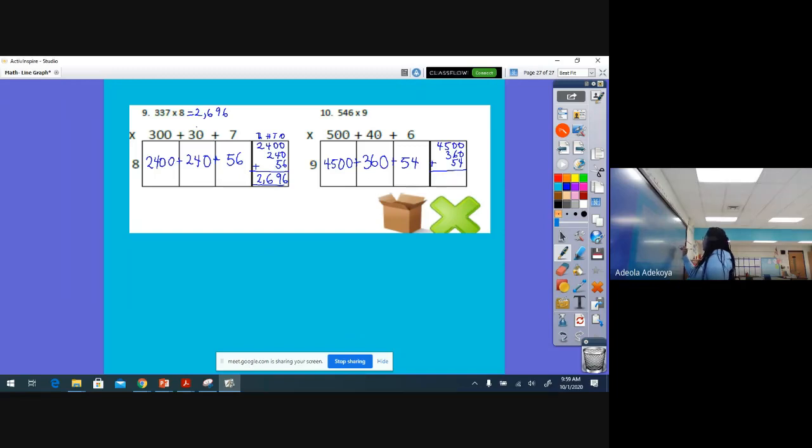4 plus 0 is 4. 5 plus 6 is 11, so I've got 1 here. I'm going to carry over my tens place. 1 plus 5 plus 3 will give me 9. And then 4 plus 0 will give me 4. So then the answer to the problem over here would be 4,914.